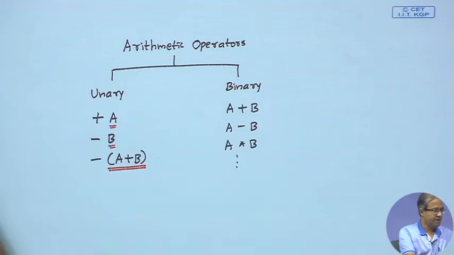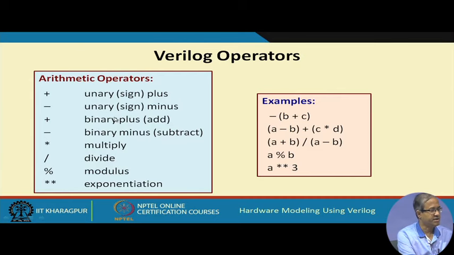Let us see. In Verilog, the operators that are supported are as follows. You have two unary operators, one is plus, one is minus, and among the binary operators, some of which I have already mentioned, you have addition, subtraction, multiplication, division, modulus. Modulus means you divide by the second operand and take the remainder, and double star means exponentiation. Some of the examples are shown here. This is an example of a unary operator minus, while this plus is a binary operator. Here minus, star, and plus are all binary operators. This minus is working on a and b, star is working on c and d, and this plus is working on this first number and the second number. Similarly, this slash, mod, exponentiation, this means a to the power 3.